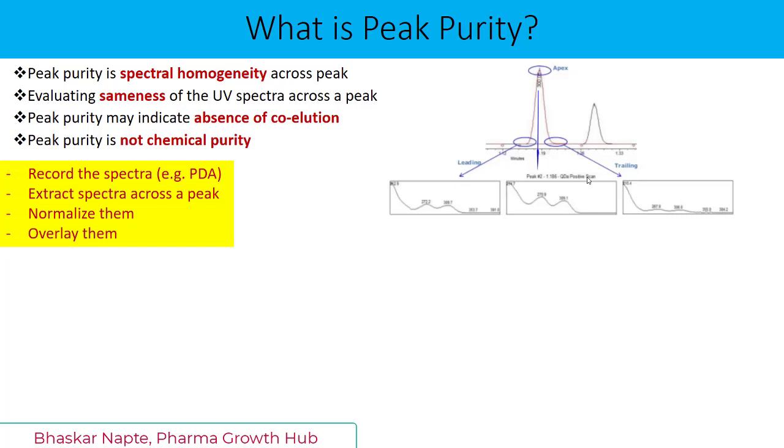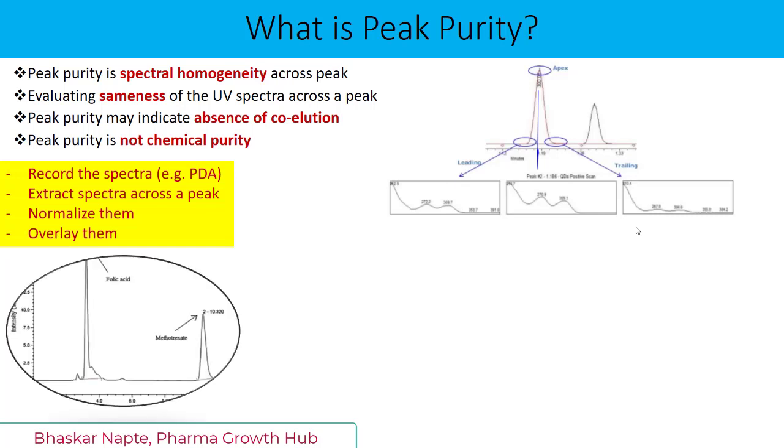Then, once you have the chromatogram run, you can extract the spectra across the peak, the way I showed the three spectra at the beginning, at the apex and at the end. So I have extracted the UV spectra across the peak. Then you need to normalize the UV spectra, and I will talk about the normalization process in the next few slides. Once you normalize all the UV spectra across the peak, you can overlay them to compare and understand whether they are similar or homogeneous. Let us take an example to explain this process further.